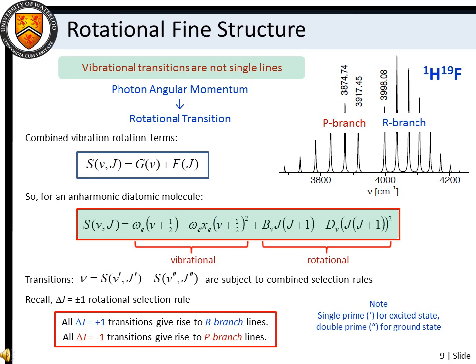These transitions are subject to the rotational and vibrational selection rules that we've already learned. For example, we now know that there is a rotational selection rule of delta J equals plus or minus 1. If the upper level J value is 1 greater than the lower level J value, the transition is referred to as an R-line. If, on the other hand, the upper J value is 1 less than the lower J value, the transition is a P-line.